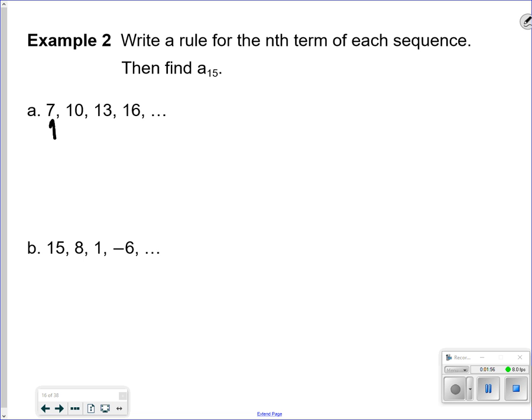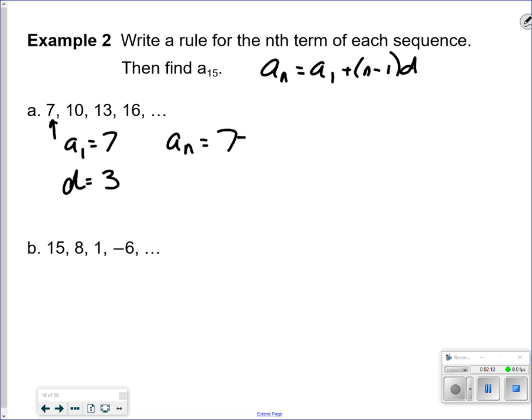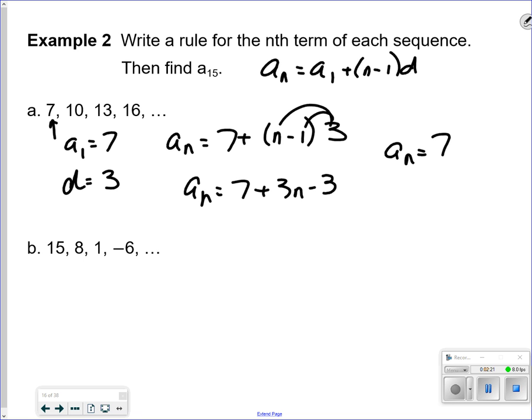So in this case, write the rule. I know a sub 1, it's given to me. And d I can calculate, in this case it's adding 3 each time. So the formula that you will be given is a sub n equals a sub 1 plus (n minus 1)d. Distribute the d and add like terms. So the rule for this particular sequence is a sub n equals 3n plus 4.